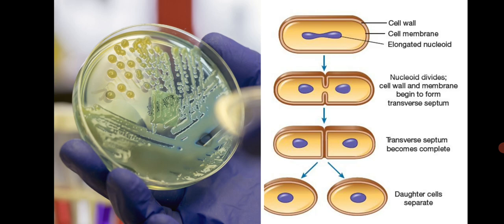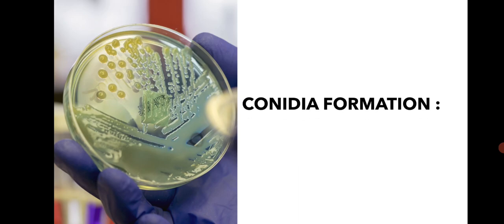Later, in the third step, the transverse septum is completely formed, dividing the cell into two equal parts, and eventually the daughter cells get separated. So from each bacterial cell, two new daughter cells are formed and separated. This is how binary fission, a kind of asexual reproduction, takes place in the bacterial cell.